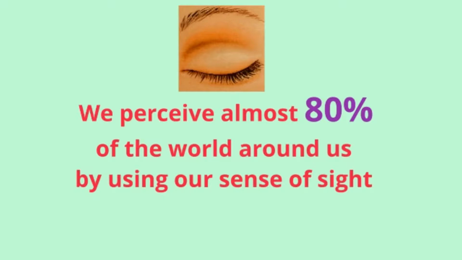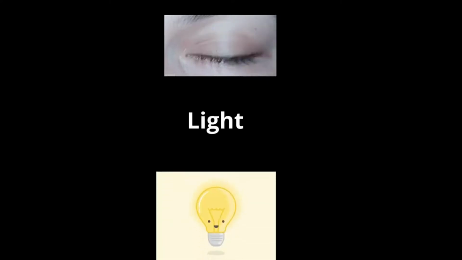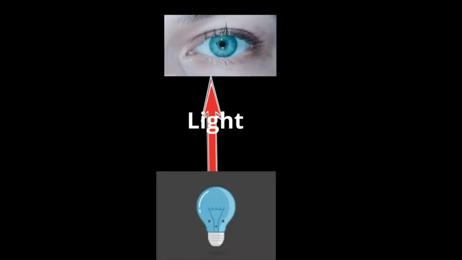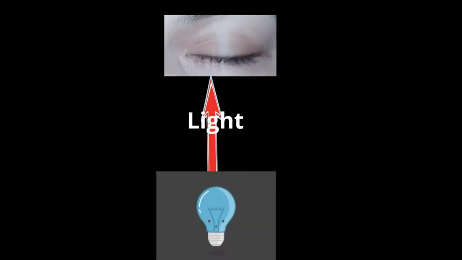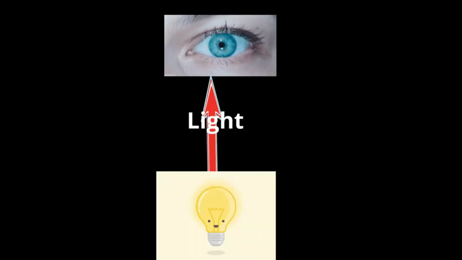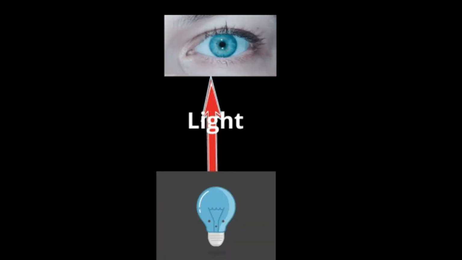But then, why don't we see these objects in the dark? The answer to this question is light. We are able to see the objects around us because of the light coming from these objects. The light from these objects travels in space and reaches our eyes. When it's dark or during night time, as there is no light, we are unable to see objects clearly.